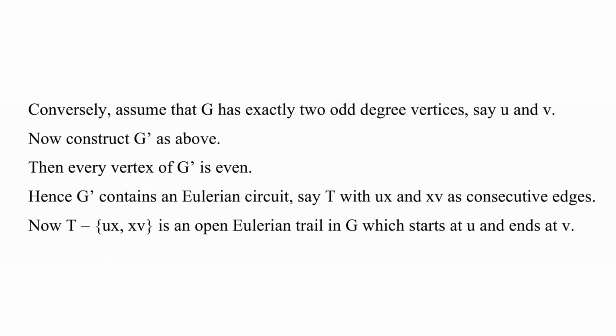Conversely, let us assume that G has exactly 2 odd degree vertices, say u and v. Now, let us construct G dash as above. Then every vertex of G dash is even. Hence, G dash contains an Eulerian circuit, say T, with ux and xv as consecutive edges. Now, T minus ux, xv is an open Eulerian trail in G which starts at u and ends at v.